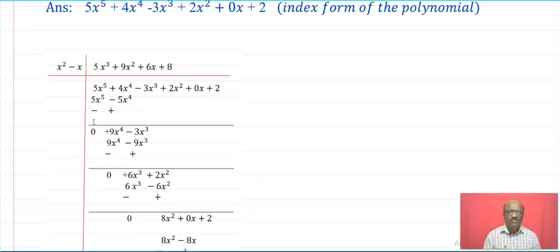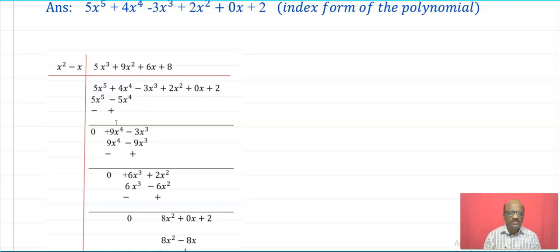Again, when we perform this division, we will change the sign. Here is a plus sign for 5x raised to 5, it will become minus. Minus will become plus. Now these two get cancelled. What about here? 4x raised to 4 and plus 5x raised to 4, then you will get 9x raised to 4 minus 3x cube.